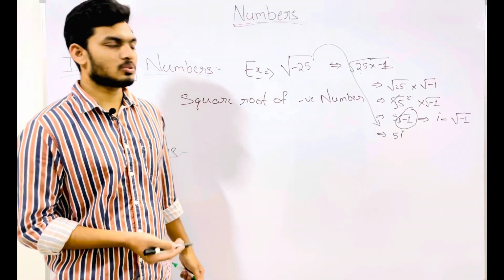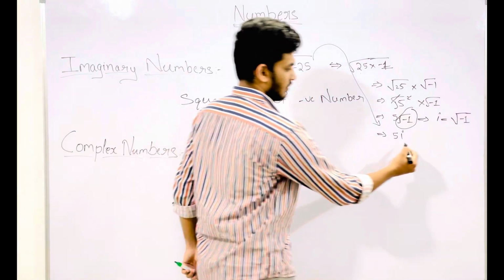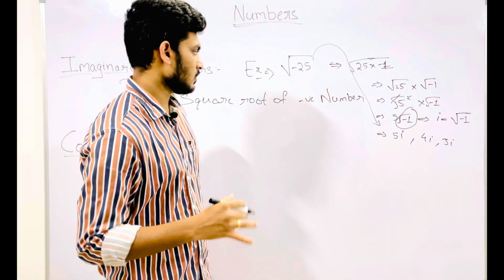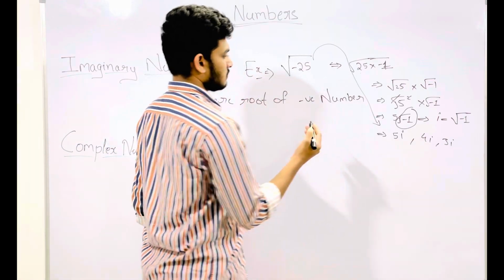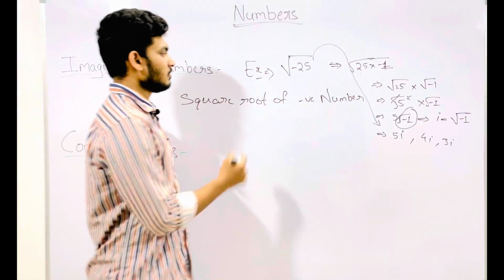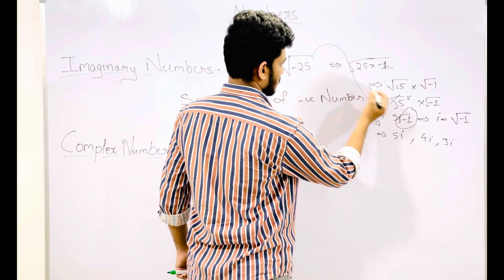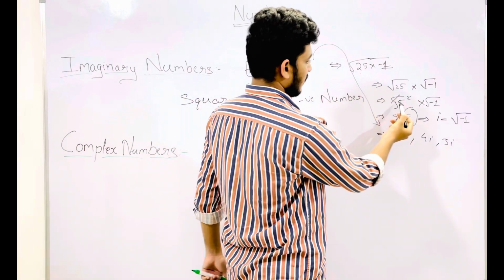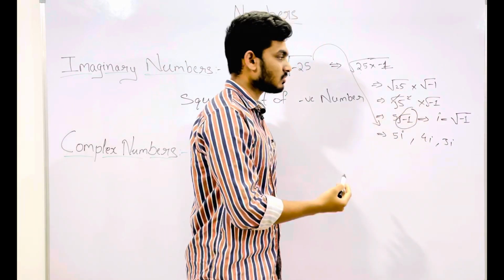One of the examples is root over minus 5, and similarly you can write root minus 16, and so on, like root 4i, 4i, 3i, or some random number. And suppose there is a number which is not a perfect square. Here, we consider it as a product of 25 into minus 1, and 25 can be written as 5 square, right?